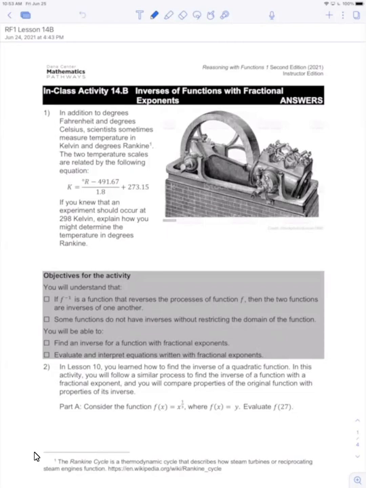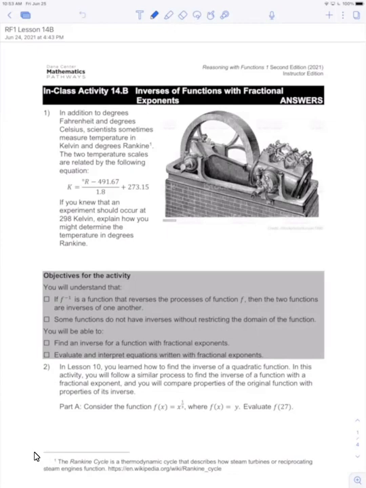K equals (Rankine degrees minus 491.67) over 1.8 plus 273.15. If you knew that an experiment should occur at 298 degrees Kelvin, explain how you might determine the temperature in degrees Rankine. Well, to solve for degrees Rankine in the equation, you'd first have to subtract 273.15 from 298, and then multiply by 1.8 and add 491.67.